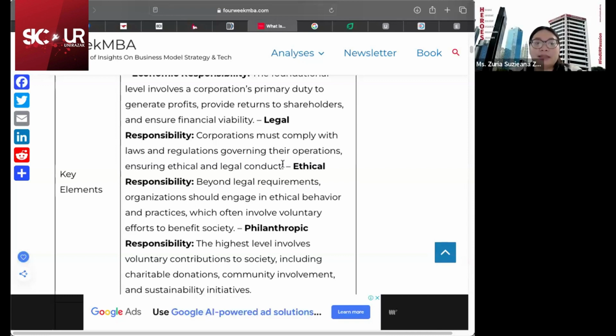But ethical responsibility is that you hire diverse people from different backgrounds, as we have learned, because you want to make sure your organization is fair, that anyone can have an opportunity to join your company, and in terms of promotion, everyone has an equal opportunity to get promoted. That's ethical responsibility. This is the third level, which is beyond legal requirements. Organizations should engage in ethical behavior and practice, often voluntary efforts to benefit society or the stakeholders.